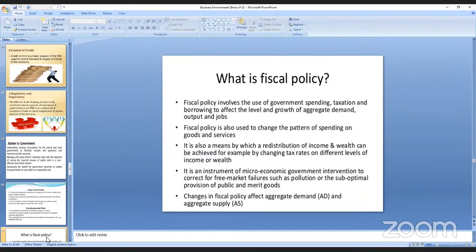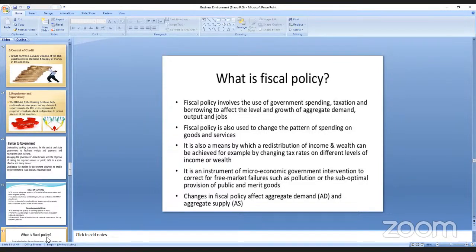And it is also an instrument for microeconomic policy. Micro means very small. The government can intervene to correct free market failures, such as pollution or suboptimal outcomes, by making provision for public or merit goods.